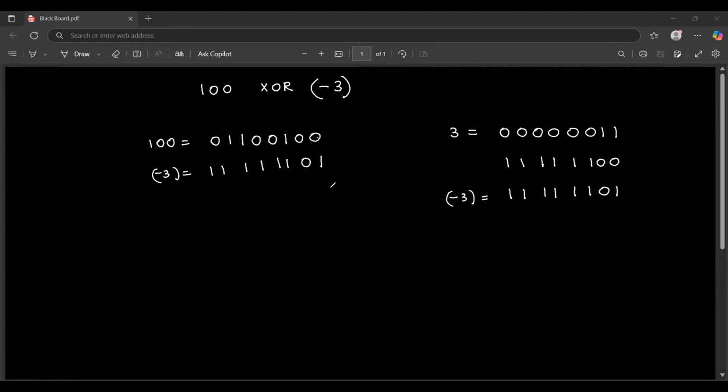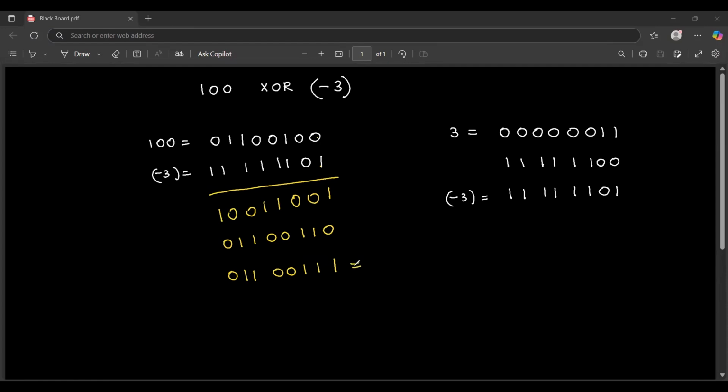0 XOR 1, 1. 0 XOR 0, 0. 1 XOR 1, 0. 0 XOR 1, 1. 0 XOR 1, again 1. 1 XOR 1, 0. 1 XOR 1, again 0. 0 XOR 1, 1. Okay, so let's convert it. 0, 1, 1, 0, 0, 1, 1, 0. Adding 1 to this, it will be 0, 1, 1, 0, 0, 1, 1, 1.